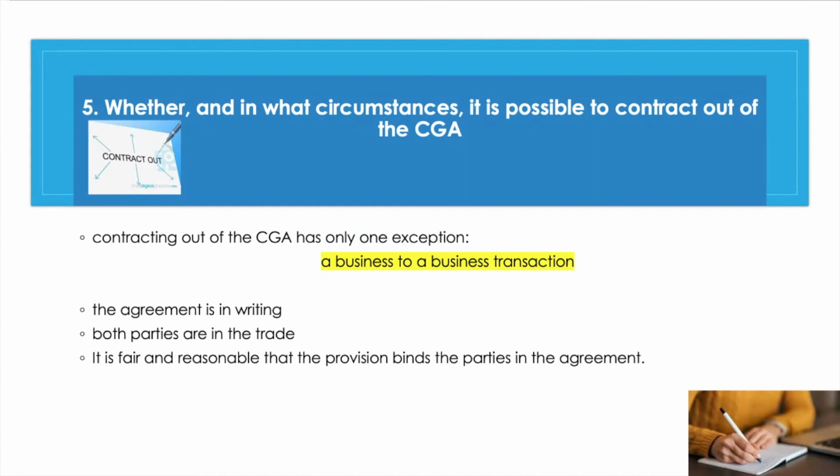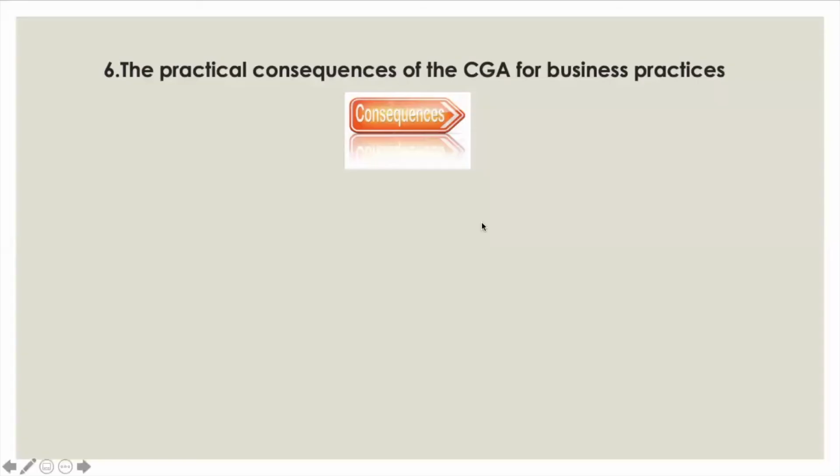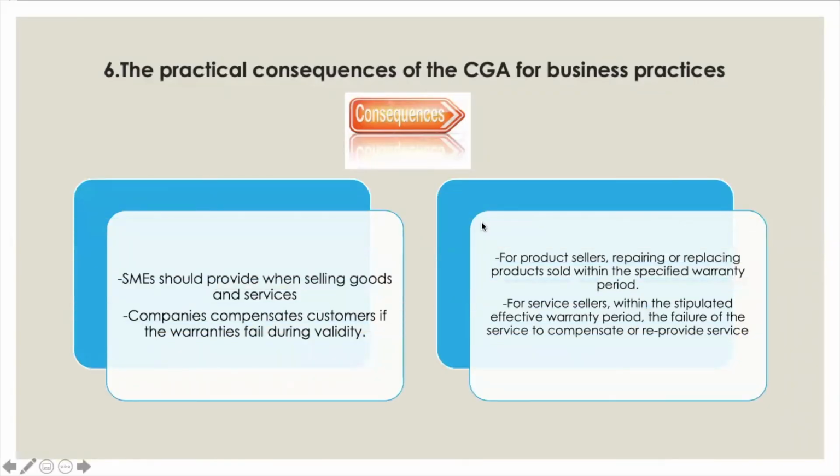Both parties are in trade. It's fair and reasonable that the provision binds the parties in the agreement. Any contract that happens between business and individuals will be a breach of the Fair Trading Act 1986. CGA regulates what warranties small and medium enterprises provide when selling goods and services. Also, companies compensate customers if the warranties fail.